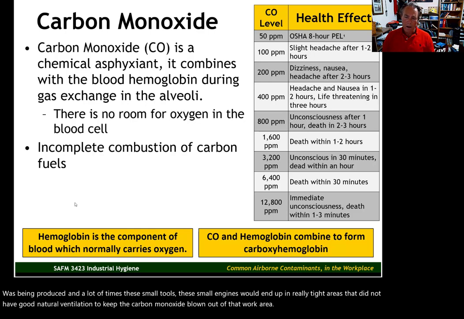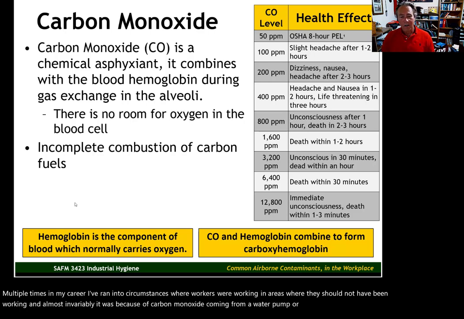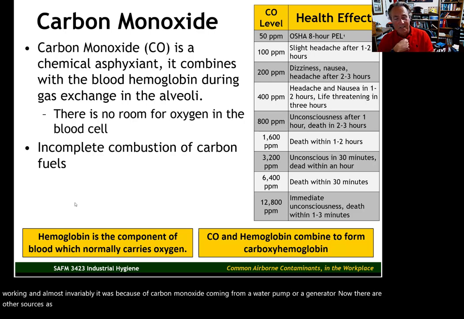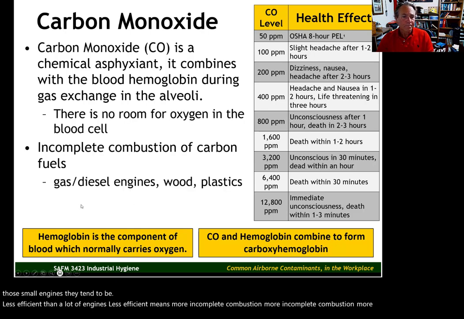Multiple times in my career, I've run into circumstances where workers were working in areas where they should not have been working. And almost invariably, it was because of carbon monoxide coming from a water pump or a generator. Now, there are other sources as well, but in my experience, those are tools we need to watch out for. Another downside with those small engines is that they tend to be less efficient than a lot of engines. Less efficient means more incomplete combustion. More incomplete combustion, more carbon monoxide.